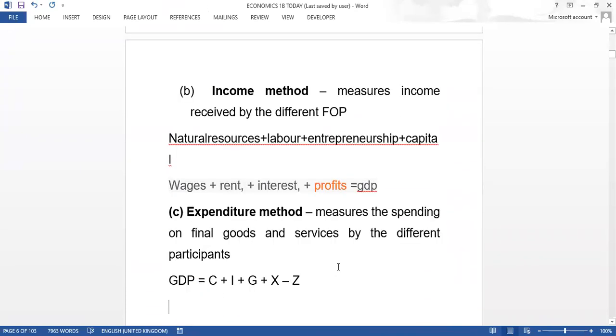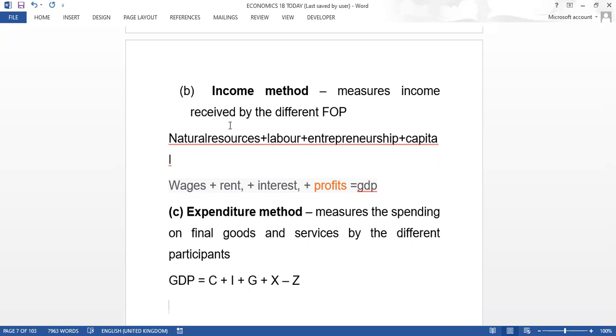Then the second one is the income method. With the income method, we measure the incomes received by all the factors of production. I understand that the factors of production are your natural resources, your labor, your entrepreneurship, and your capital. Each and every one of these factors receives a particular remuneration if it is presented within the market. For instance, if you get into the factor market and present your skills, you receive a remuneration if you're employed.